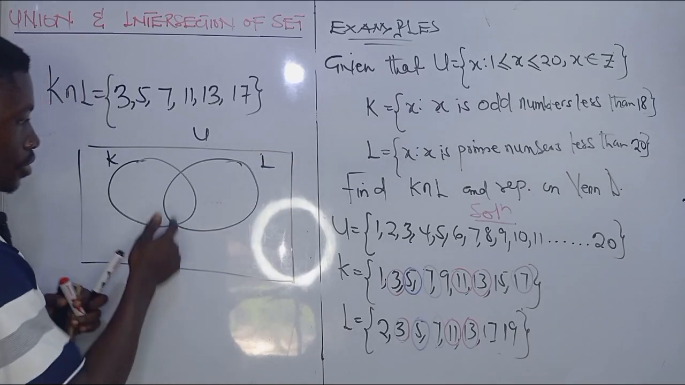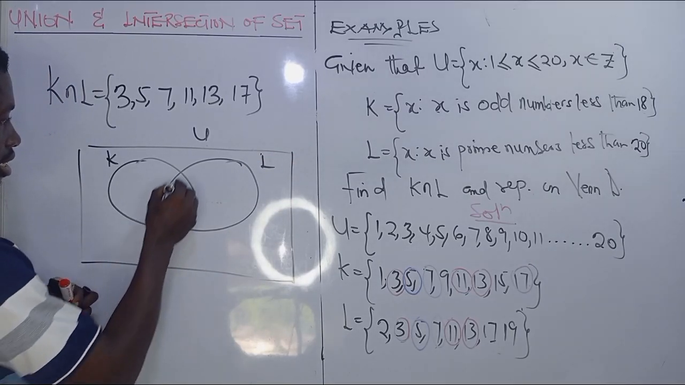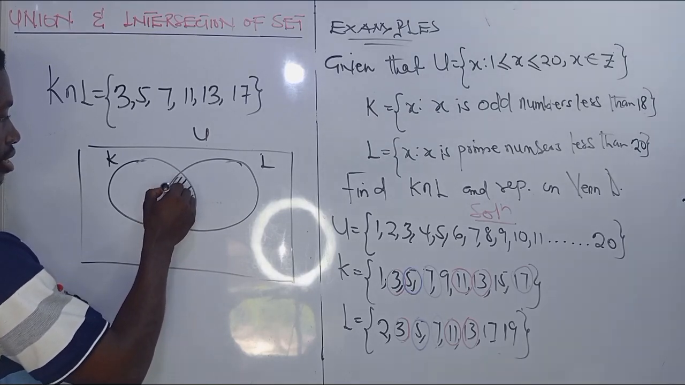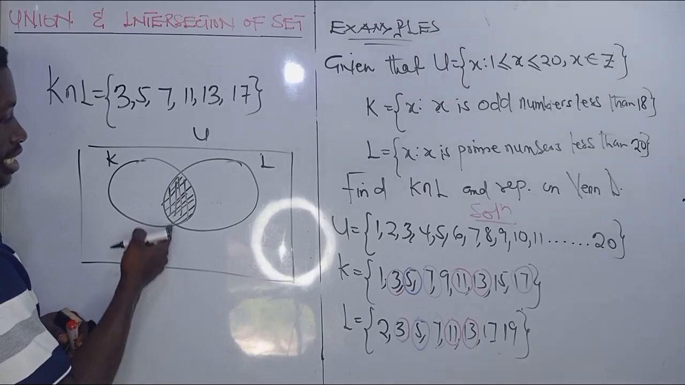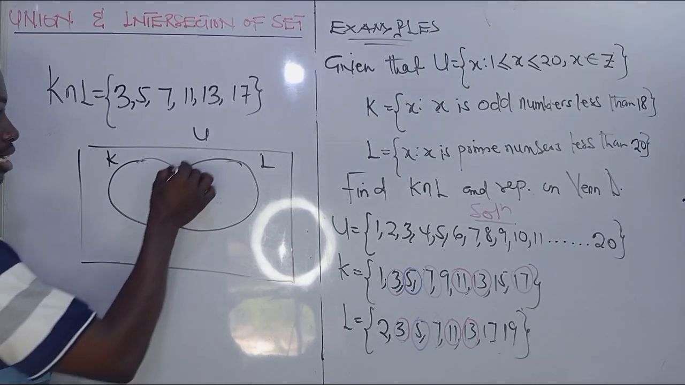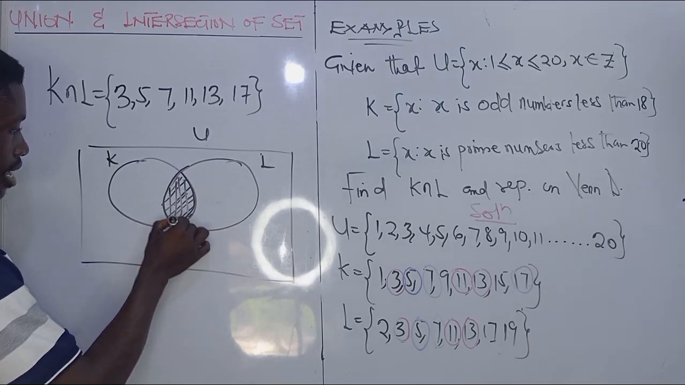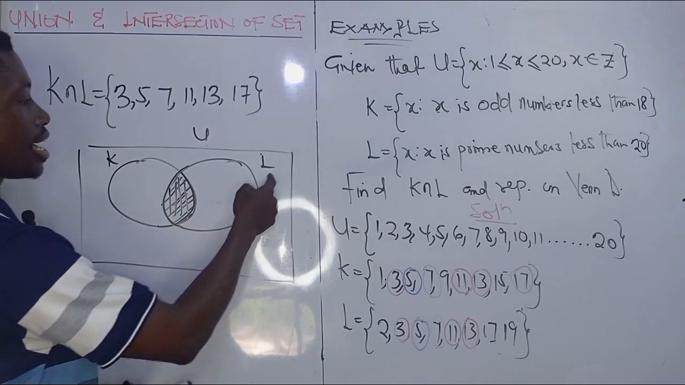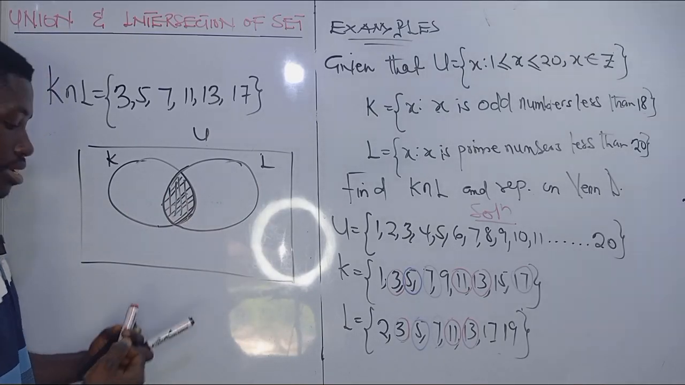Good. So this region is called the intersection. All those elements here belong to K, and at the same time they belong to L. So this region is called the intersection of K and then L. Good.